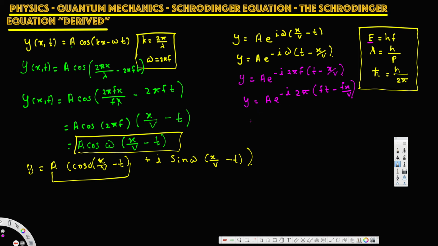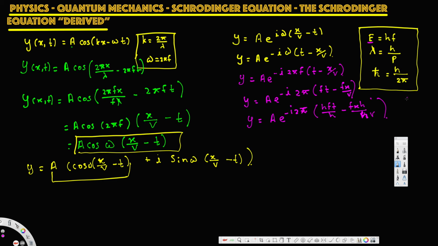In order to bring in the h, y is equal to A e to the power negative i 2 pi. If we multiply this by h, we also have to divide by h because we don't have it. h over h is the same as multiplying by 1, right? So we can do that: (h f t over h) minus (f x h over v). I'm multiplying by h, and v is also there. And that's it. Now this denominator h is unnecessary because h f is equal to E, so we can replace that.